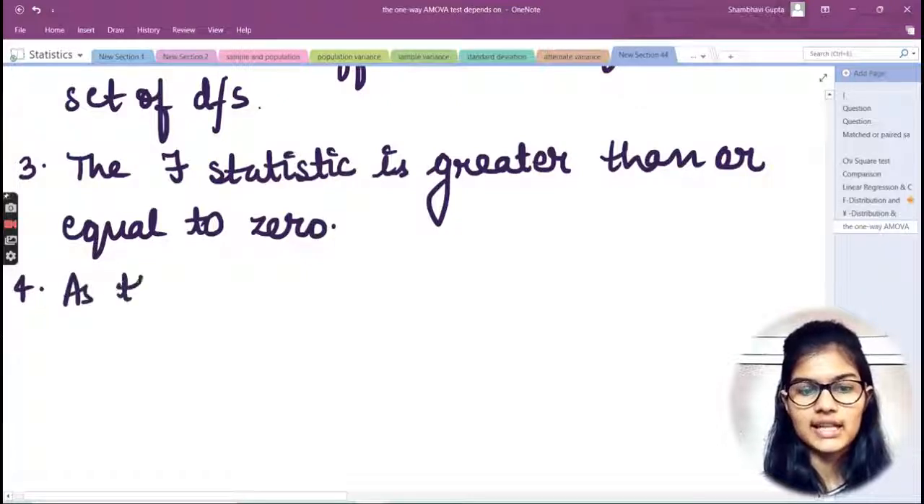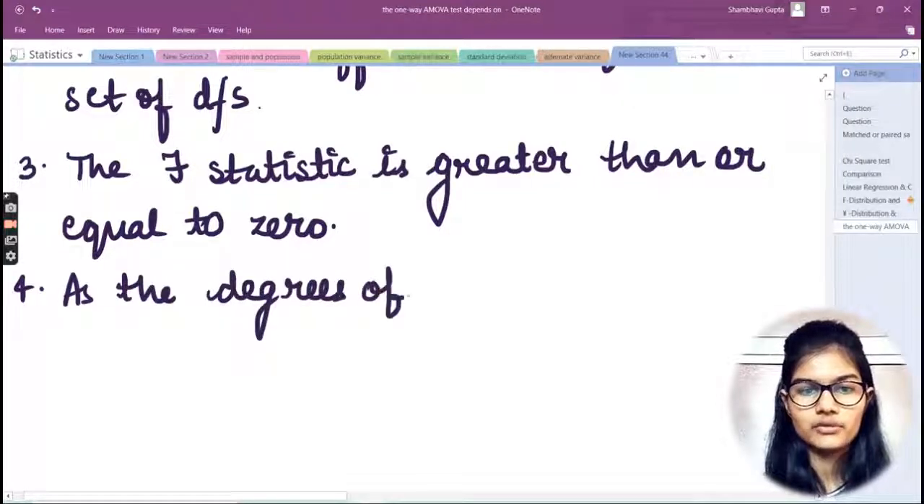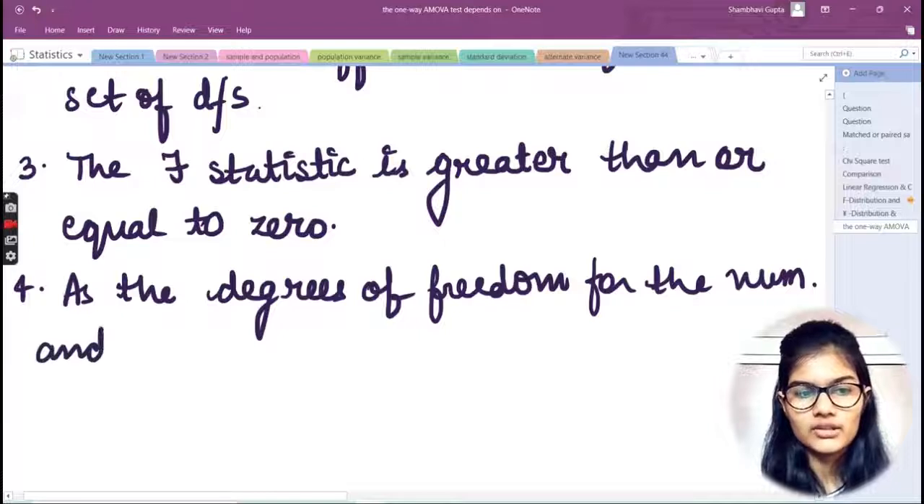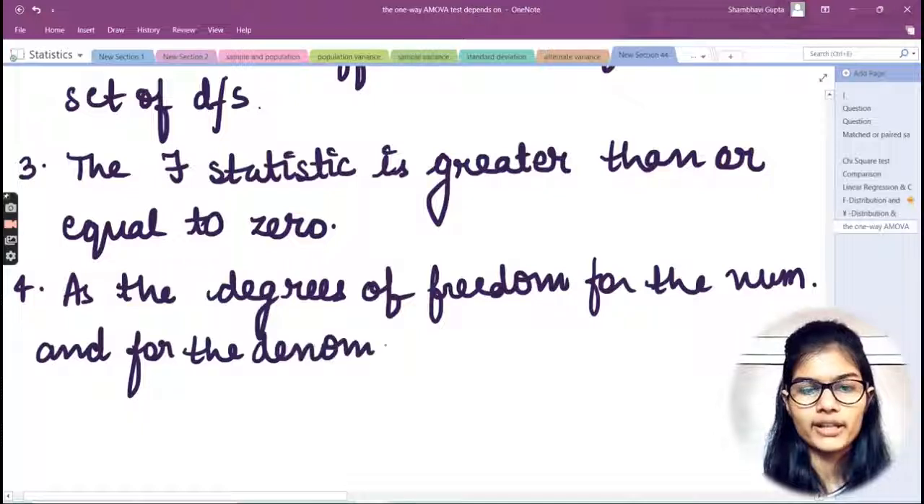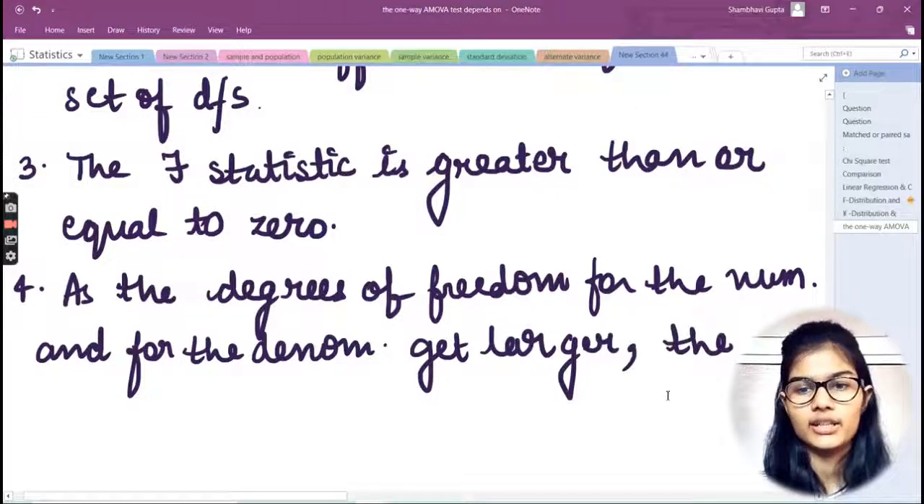The next fact goes that as the degrees of freedom for the numerator and for the denominator get larger, the curve, let me get down here.